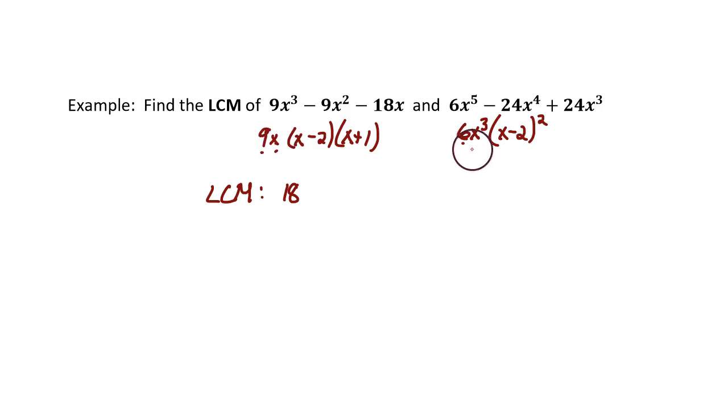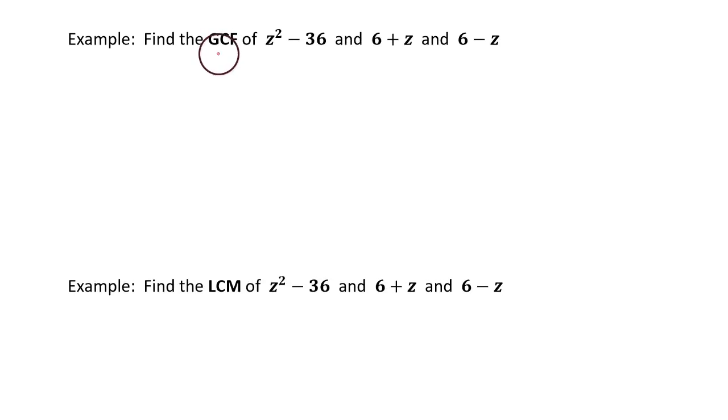Now let's look at the x's. The LCM is x to the third power. Now let's look at the x minus 2's. The LCM is x minus 2 to the second power. And then the x plus 1. Here is the least common multiple in factored form. Let's try another example of finding GCF, this time with 3 polynomials.